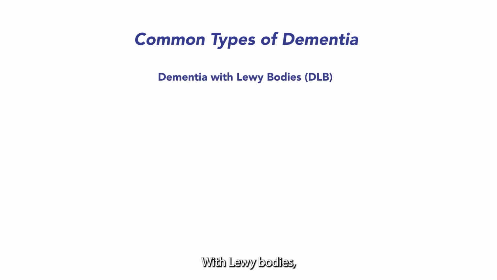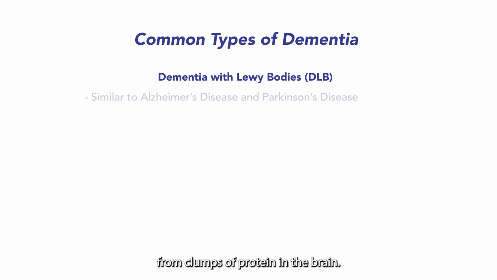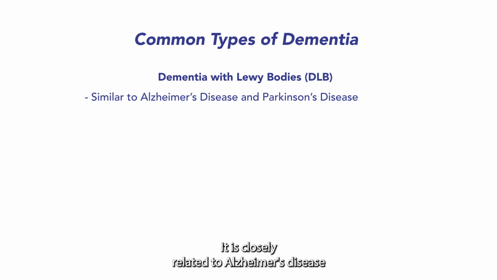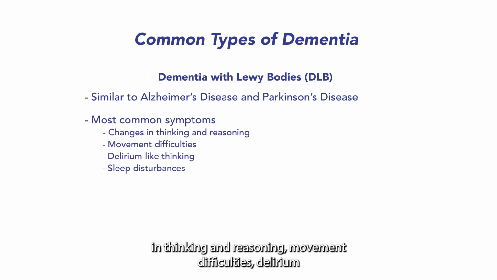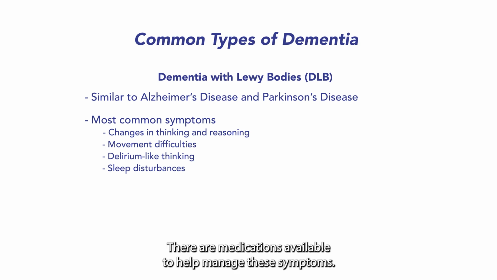Dementia with Lewy bodies. This form of dementia results from clumps of protein in the brain. It is closely related to Alzheimer's disease and Parkinson's disease. The most common symptoms are changes in thinking and reasoning, movement difficulties, delirium-like thinking or hallucinations, and sleep disturbances. There are medications available to help manage these symptoms.